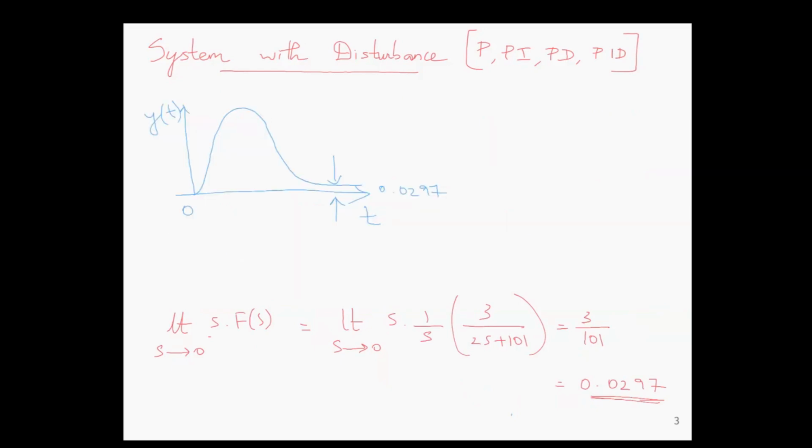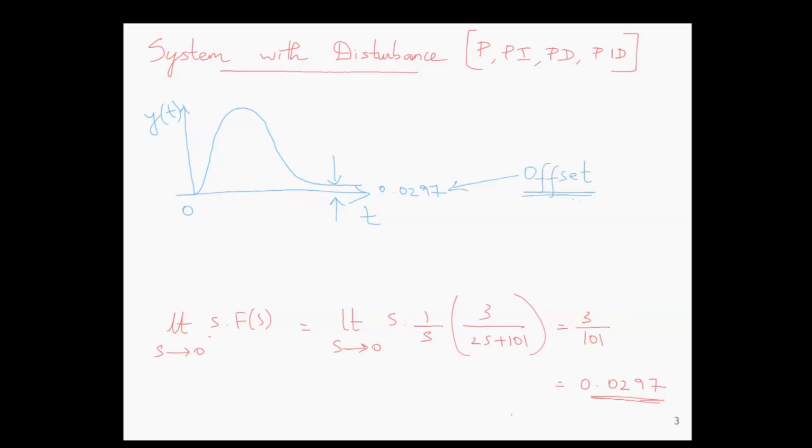This means that the output which was initially at 0, due to the disturbance, responds and finally settles at some value which is near to 0. It is not equal to 0. It is near to 0. 0.0297 is the final steady state value. Since we are using only a proportional controller, the proportional controller will have an offset. So this is the value of that offset.